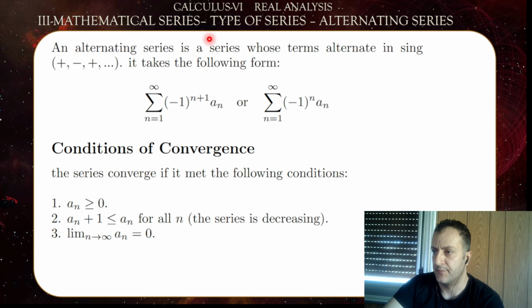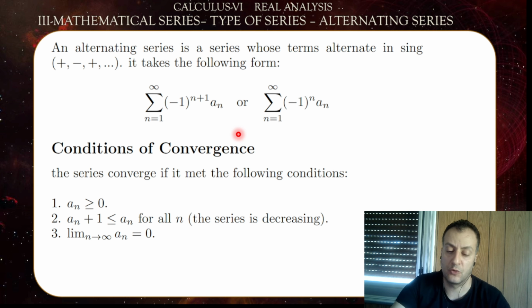Alternating series. An alternating series is a series whose terms alternate between plus and minus signs. It takes the following form: sigma from n equals 1 to infinity of minus 1 to the power of n plus 1 times an, or sigma from n equals 1 to infinity of minus 1 to the power of n times an.